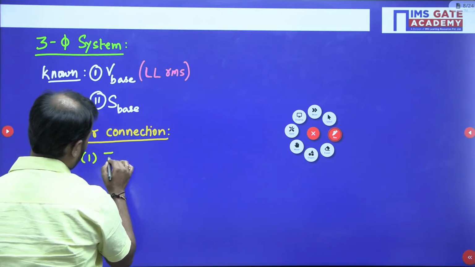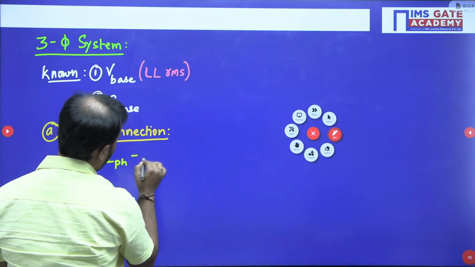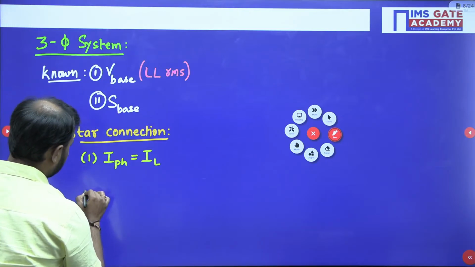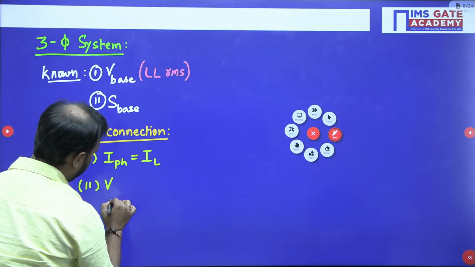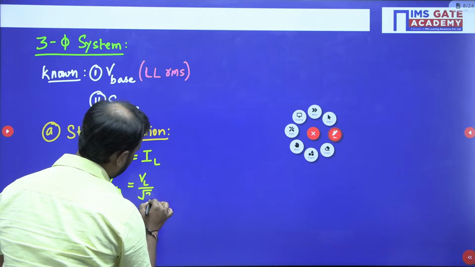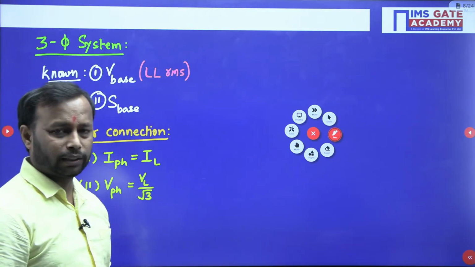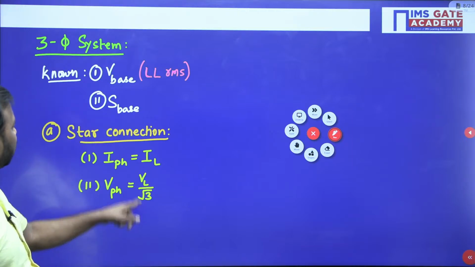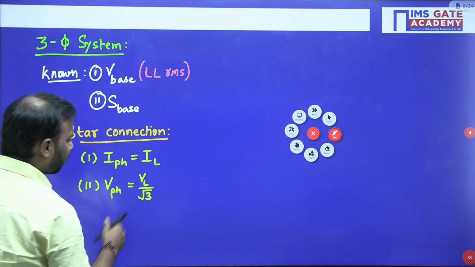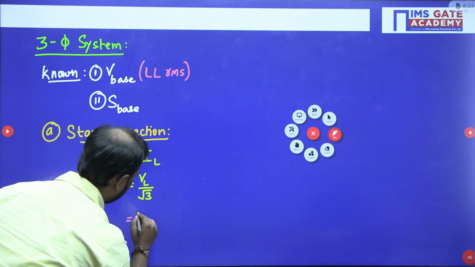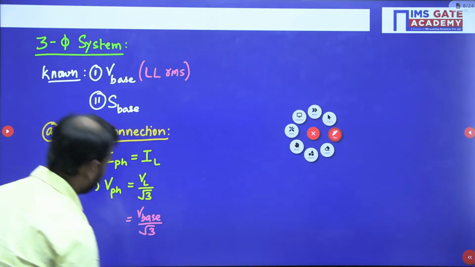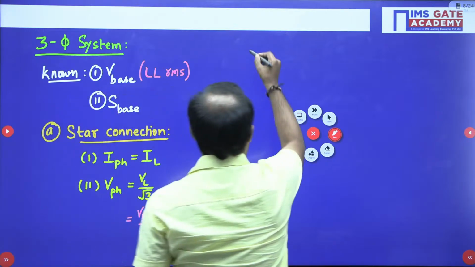First, your phase current is equal to your line current. Done. And second one, your phase voltage is equal to line voltage divided by root 3. Now my dear friend, if you see carefully, your line to line voltage is nothing but your base voltage. So I can write this VL by root 3 as V base by root 3.